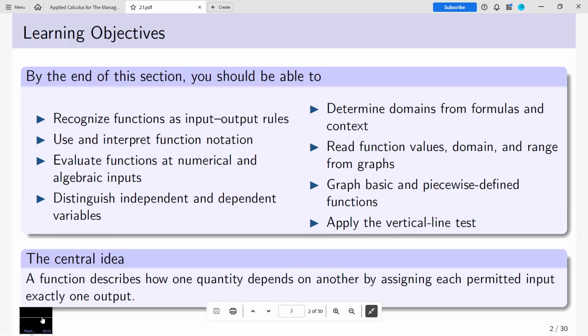In section 2.1, we introduce functions and their graphs. We will use function notation, evaluate functions, determine domains, interpret graphs, work with piecewise rules, and apply the vertical line test.